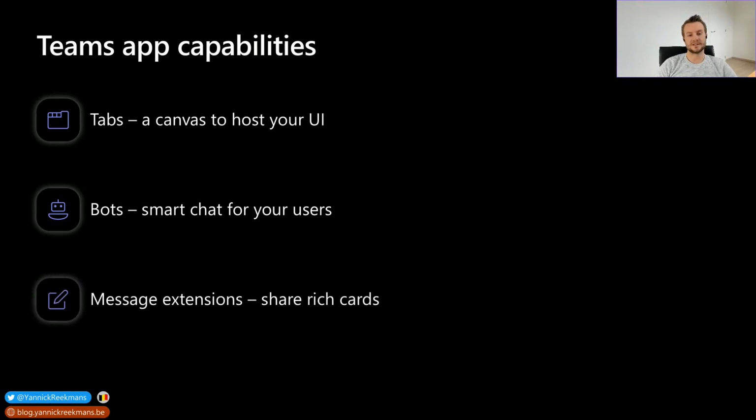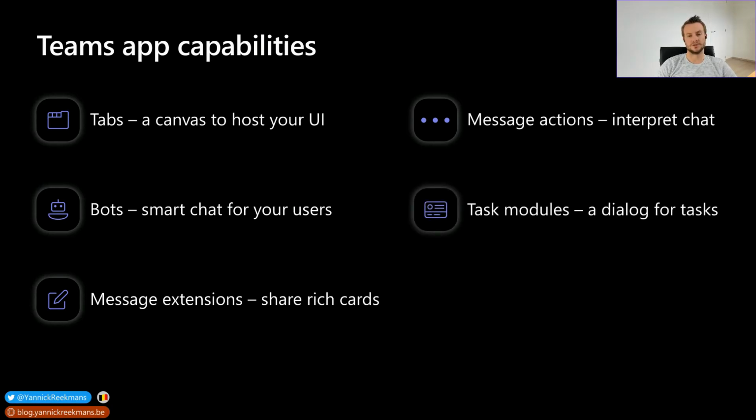You've also got the message extensions, which allow you to share some rich cards inside Teams, inside of your conversations. Or you've got message actions. These are invoked on a Teams message, and they help you interpret the chat message on which it's invoked, and you can take an action on whatever has been said there. You've also got the task modules, which is a dialogue for tasks. It's a pop-up that you can use in most of the other experiences, like in tabs or bots.